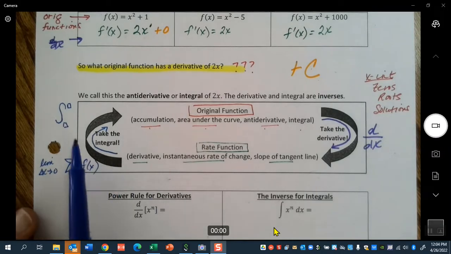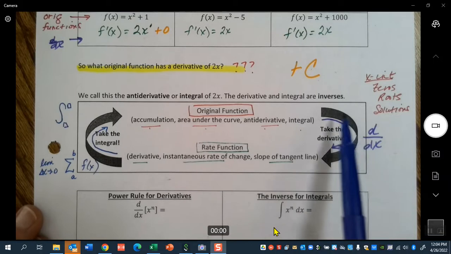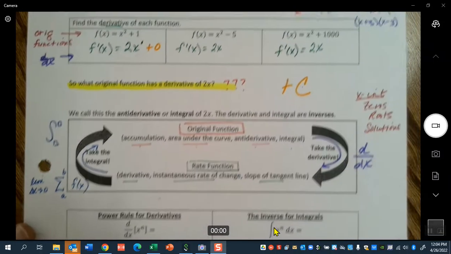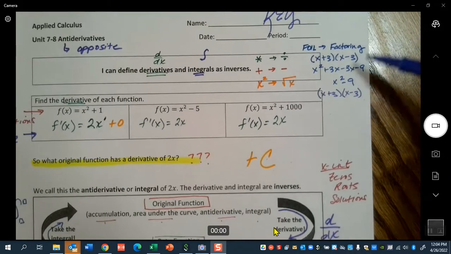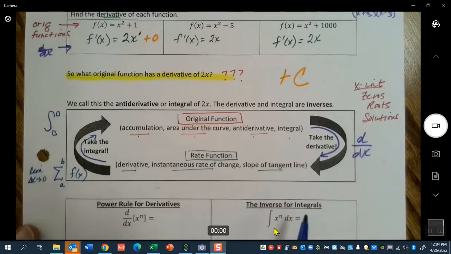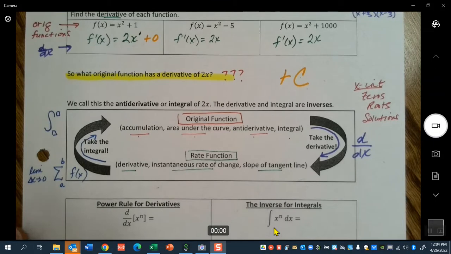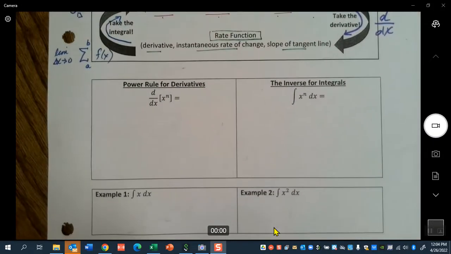So taking the integral takes us up, taking the derivative takes us down. And just like my sweet little friend had an infinite loop between FOILing and factoring, you can take the derivative, find the integral, take the derivative, find the integral, and go back and forth like that. All right. It helps us if we look at things in comparison.